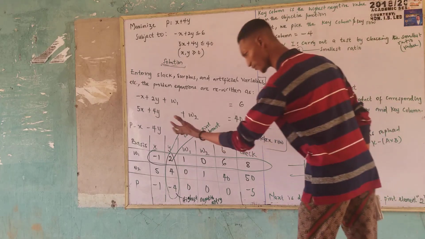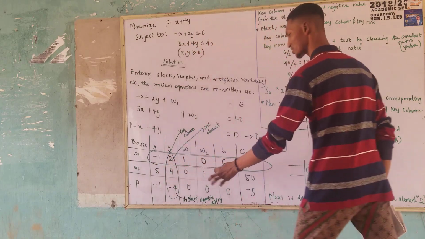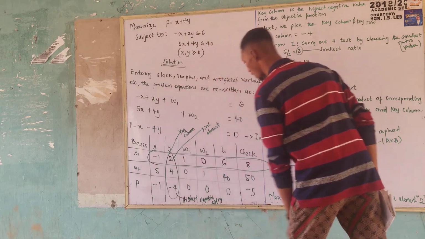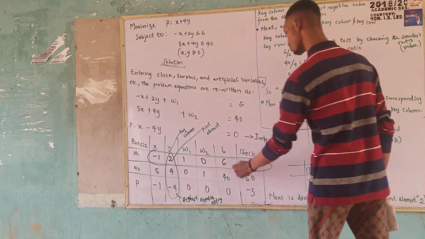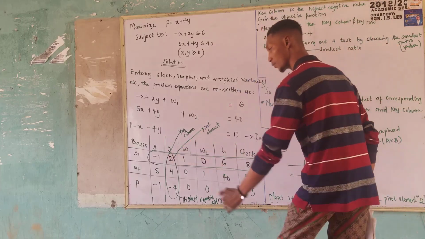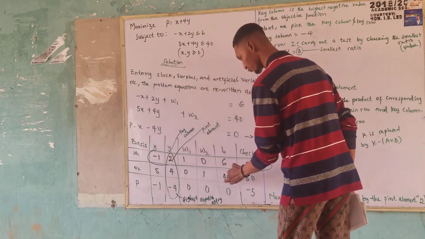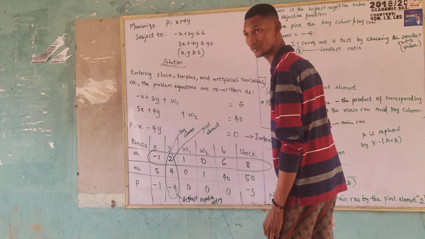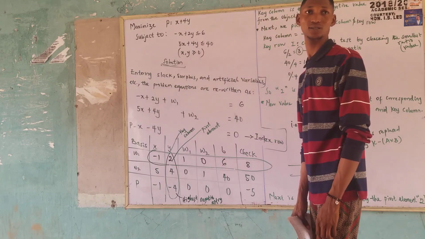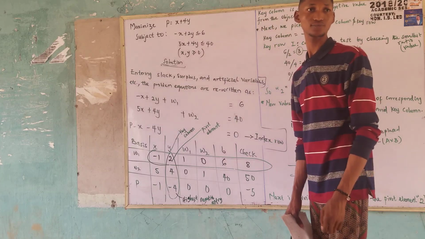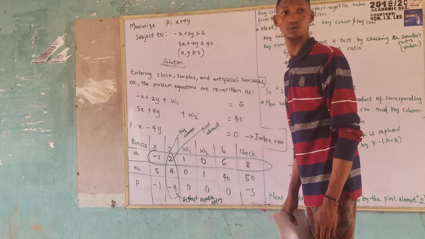So after I pick minus 4 as key column, next thing, since I have this key column, I'll begin to check from this B. So I will divide B by the key column. 6 divided by 2, 3. 40 divided by 10, 4. What do I have? 40 divided by 4, 10.